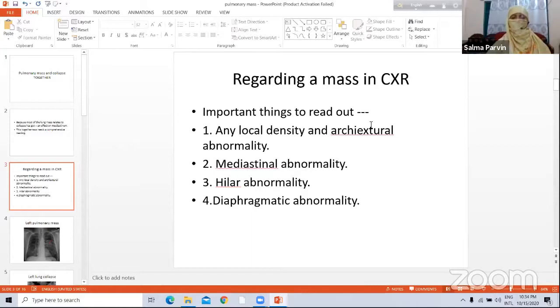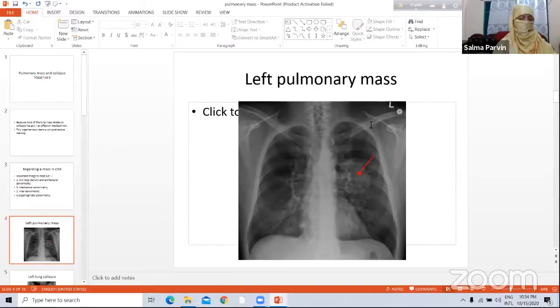Regarding the mass in chest X-ray, important things to read out: any local density and architectural abnormality, mediastinal abnormality, any hilar abnormality, and any diaphragmatic abnormality. To try to understand whether any lesion seen in the chest X-ray is a consolidation or a mass. This is the thing we really need to give a decision on to the people in relation to the medicine. Very important, you need to explain in your study whether this is a mass or a consolidation, or whether it is a benign or a malignant patient.